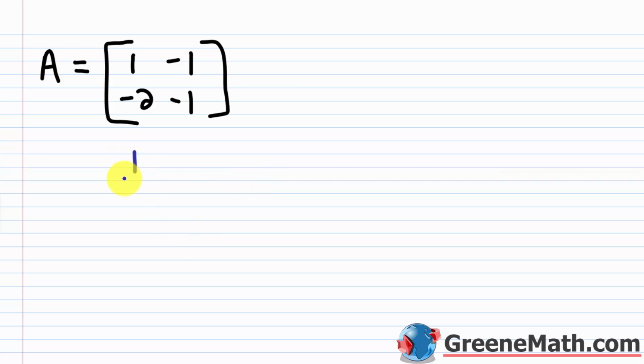So again, it's 1 over the determinant. Multiply this by this. 1 times negative 1 is negative 1. Then minus this times this. Negative 1 times negative 2 is positive 2. If I have negative 1 minus 2, that's going to be negative 3.